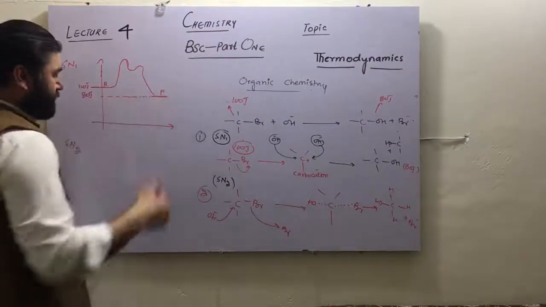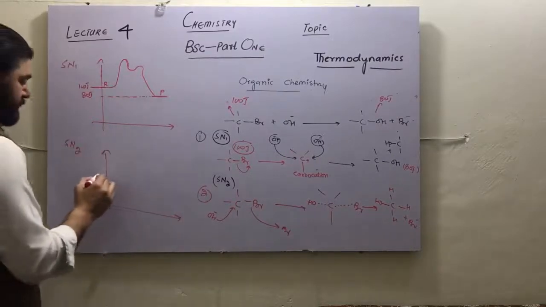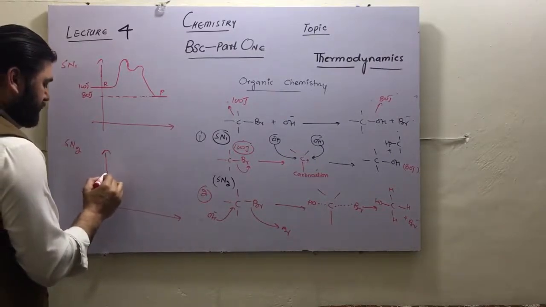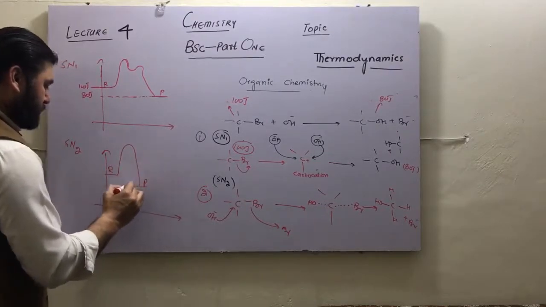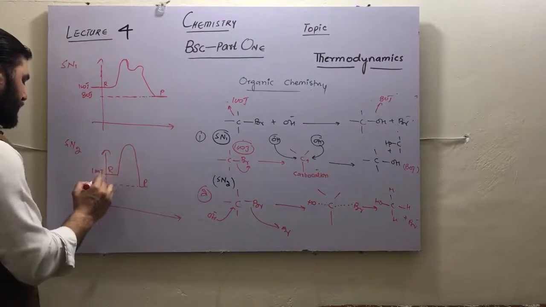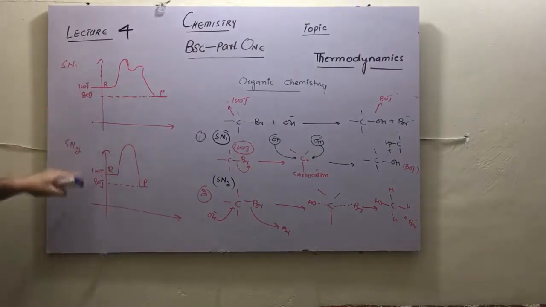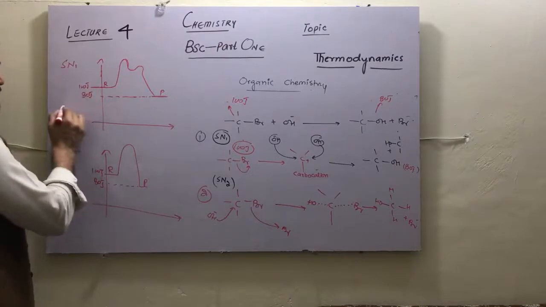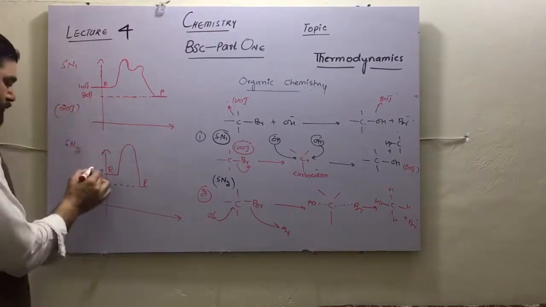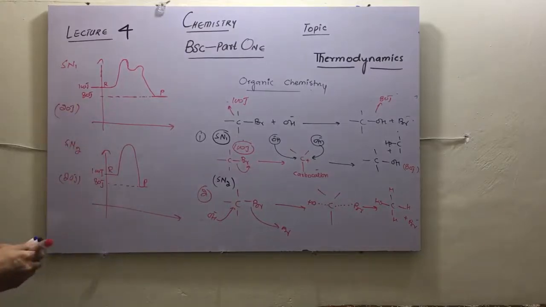For SN1 we make this kind of graph. For SN2 we just make it the same. This is 100 joule, so we can say this is the reactant and this is product. We can write this is 100 joule and this is 80 joule. In both cases the energy difference, the enthalpy in SN1 and SN2, is 100 minus 80, which is 20 joule. And here also 100 minus 80 is 20 joule.